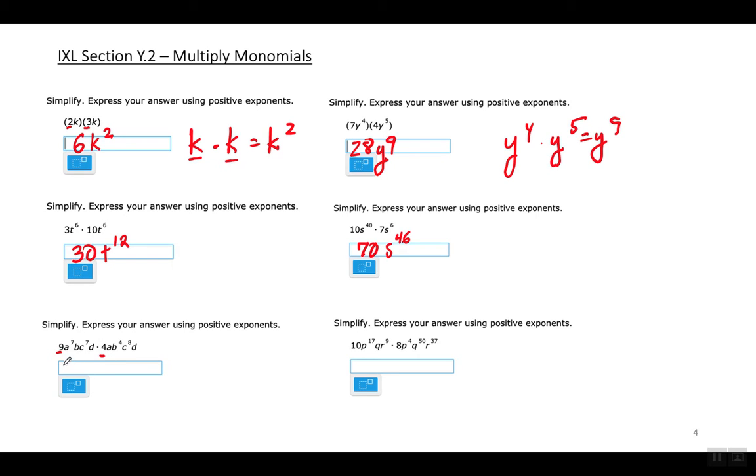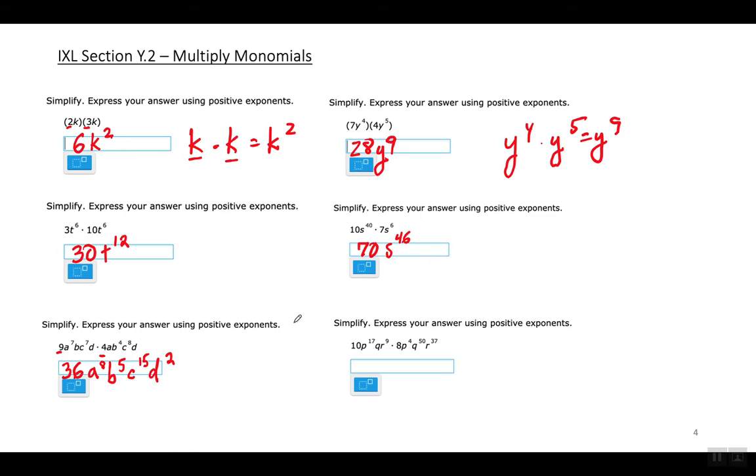9 times 4 is 36. Now, when it comes to the variables, I'm going to multiply the a's times the a's. So a to the 7th power times a to the 1st power is a to the 8th power. Again, I'm just adding the exponents. B to the 1st power times b to the 4th power is b to the 5th power. C to the 7th power times c to the 8th power is c to the 15th power. And d to the 1st power times d to the 1st power is d to the 2nd power.